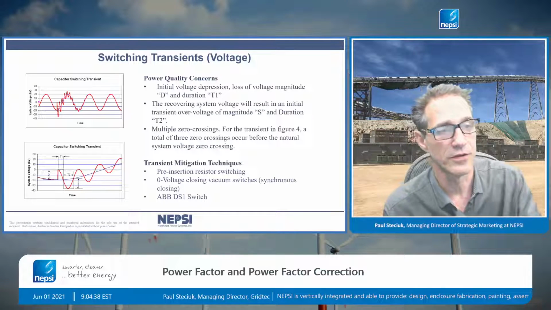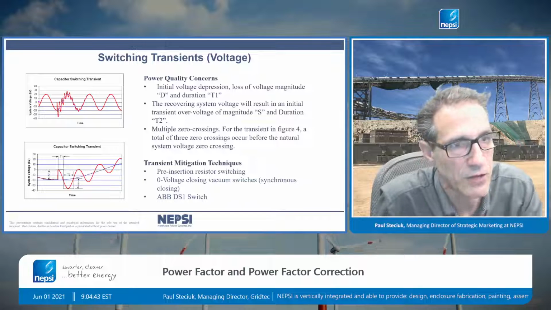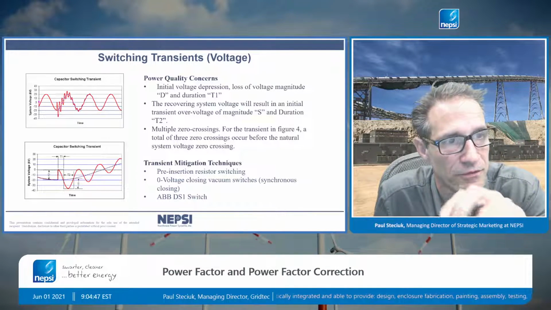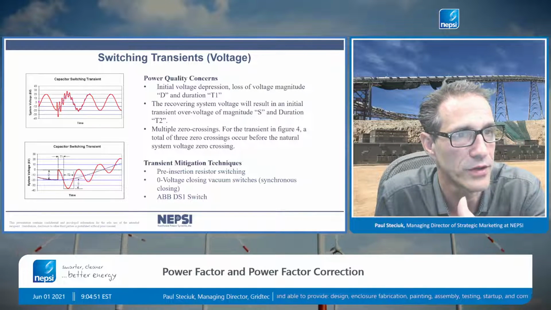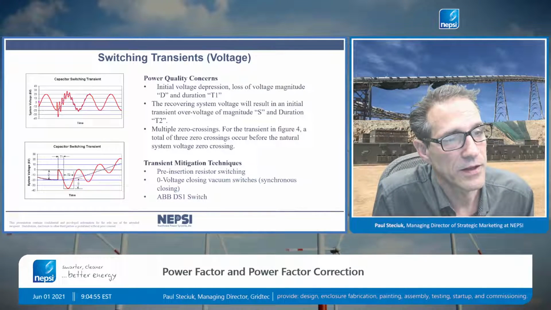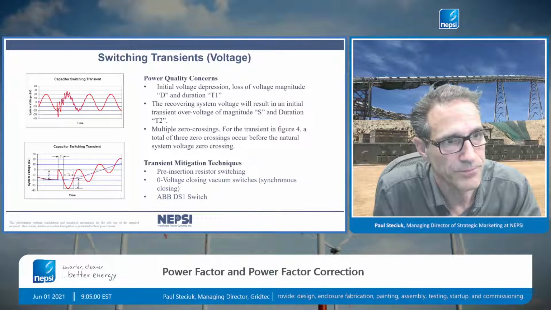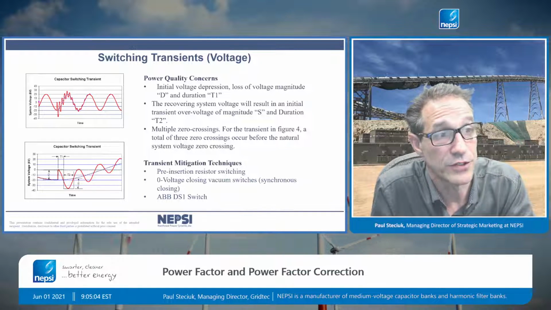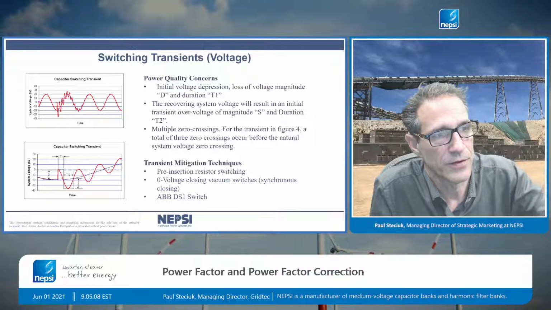Switching transients, this is a classic switching transient. Remember from college years, when you energize a capacitor, the voltage across the capacitor cannot change instantaneously, right? That's what you remember from college years, which means that at the moment you switch, the voltage will drop to 0. And because the voltage across that capacitor can't change instantaneously, you get an overshoot afterwards, and that's what you see here.